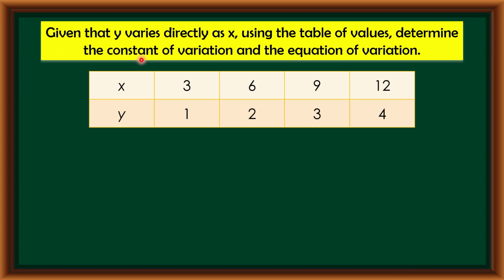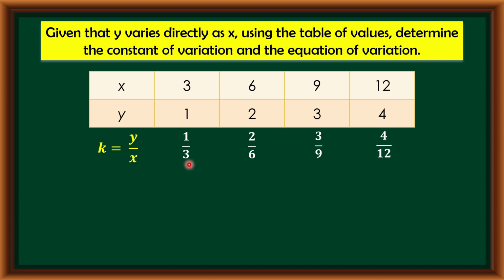Given this graph, let us find the constant of variation and the equation of variation. The same as what we did a while ago, we simply get the value of our k, which is equal to y over x. From the first column, we have 1 over 3, 1 for y and 3 for the value of x. For the second one, it is 2 over 6, where y is equal to 2 and x is equal to 6. For the third one, we have 3 over 9. And for the last one, we have 4 over 12.